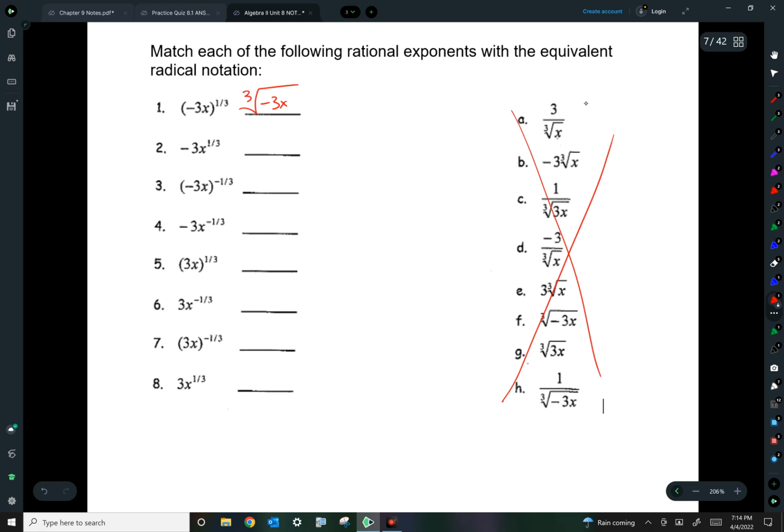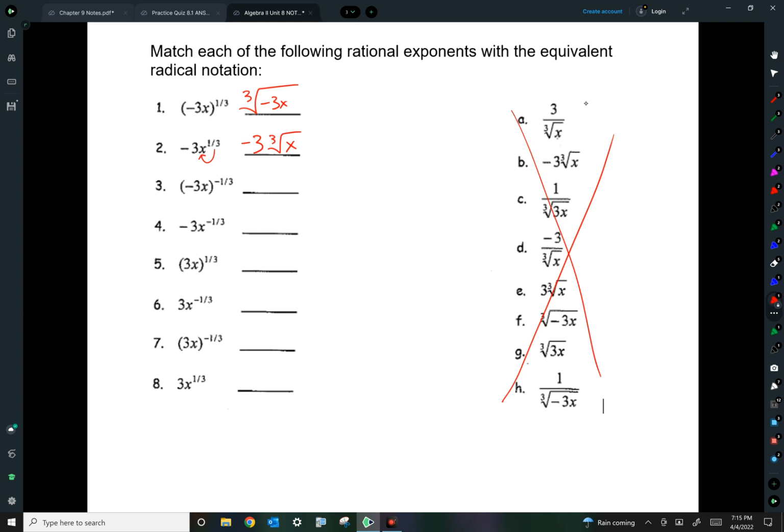Okay, now compare that with number 2. Notice the negative 3x is not in parentheses. So the 1/3 only applies to the x. So the negative 3 is here, and the cube root is only for the x.